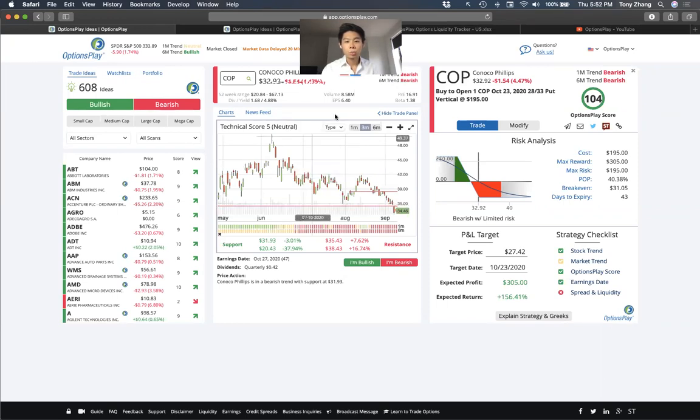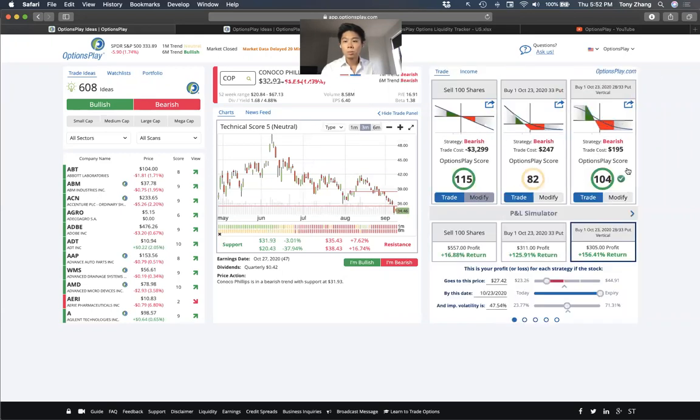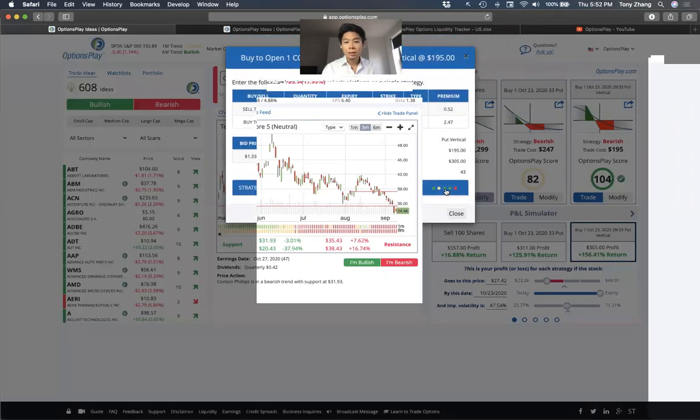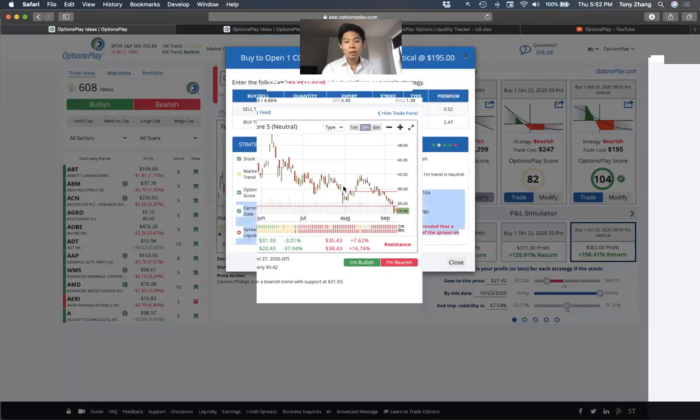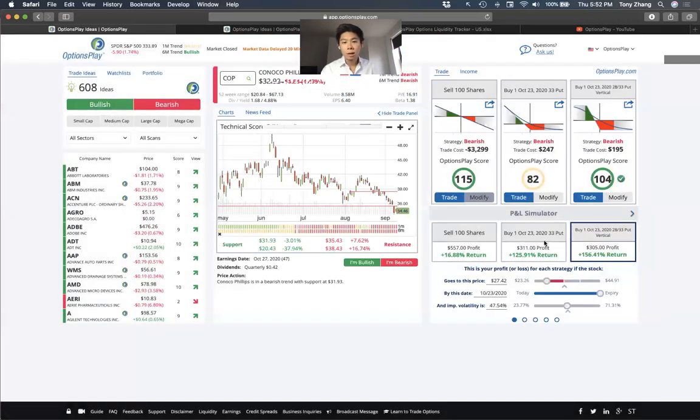In the score box, why do I see a logo versus a check mark sometimes? A check mark just means that it has the highest OptionsPlay score. A logo means that it passes everything in this strategy checklist. So that's the difference between a check mark and a logo.